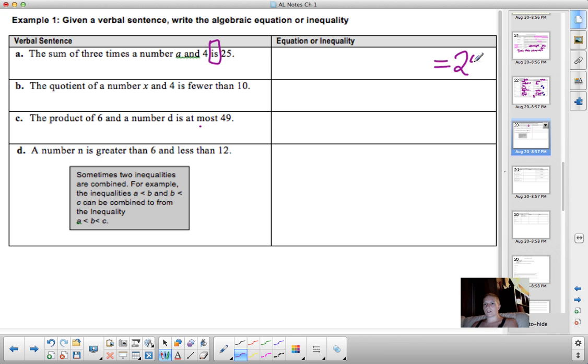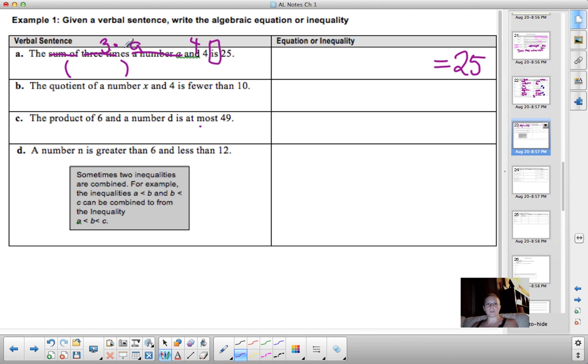Equals 25. Well, what equals 25? That's at the beginning of the sentence. The sum. Well, we know that "sum" tells me I might need parentheses, not always, but I might need to use them. 3 times a number: 3 times, let's use that little multiplication sign, and a number A. Well, we're just going to replace all of that with the letter A. So 3 times A and 4.